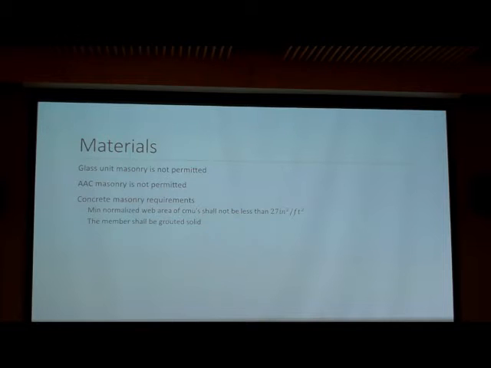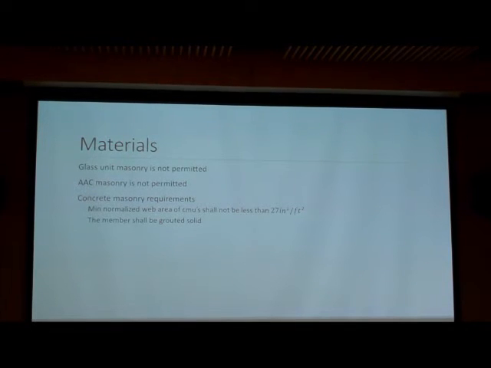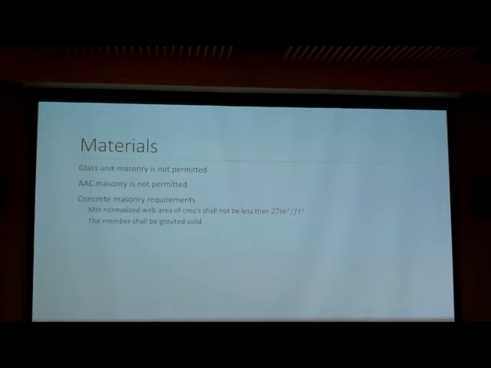But you can always remember the 6x6 rule. Just remember the 6x6 rule. Okay. So some materials that are not allowed in empirical design are glazed masonry and AAC masonry. So we just learned about AAC. Can't use it in empirical design.